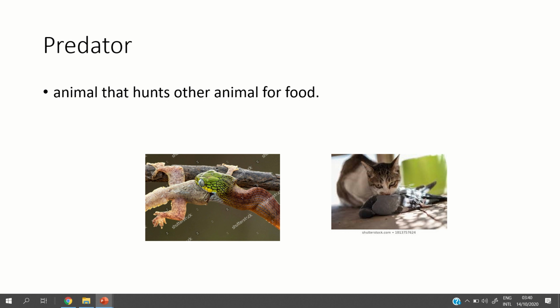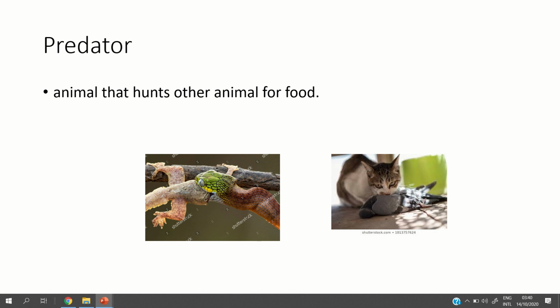So look at this picture now. I want you to tell me which one is the predator here. The snake is the predator or the lizard? Of course, grade 2, super. The snake is the predator. And in this picture, look at the cat and the bird. Which one is the predator? Of course, the cat, super boys. The cat is the predator here because the cat is an animal that hunts the bird. Here the cat hunts the bird, and here the snake hunts the lizard.